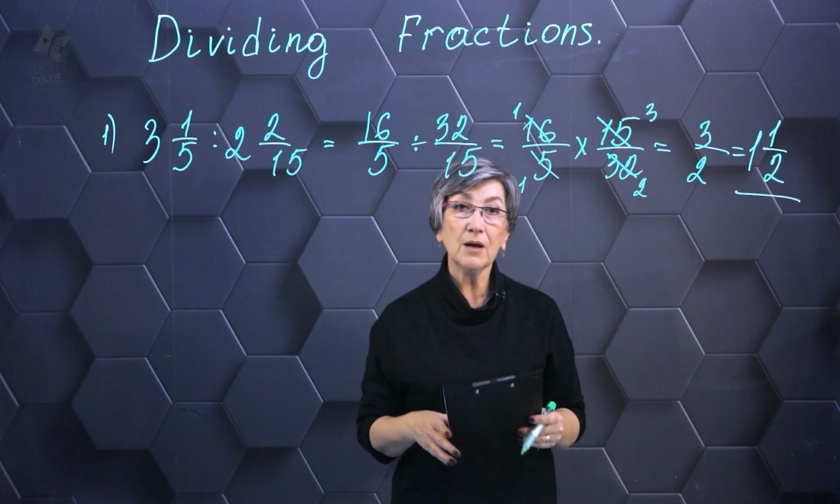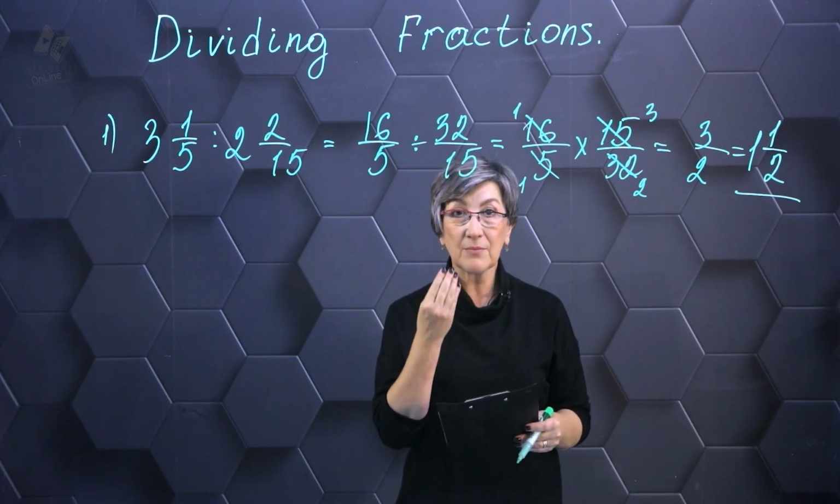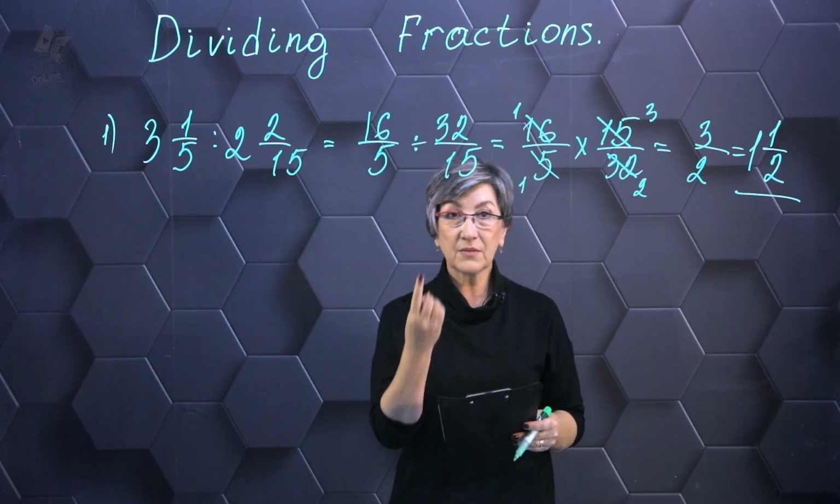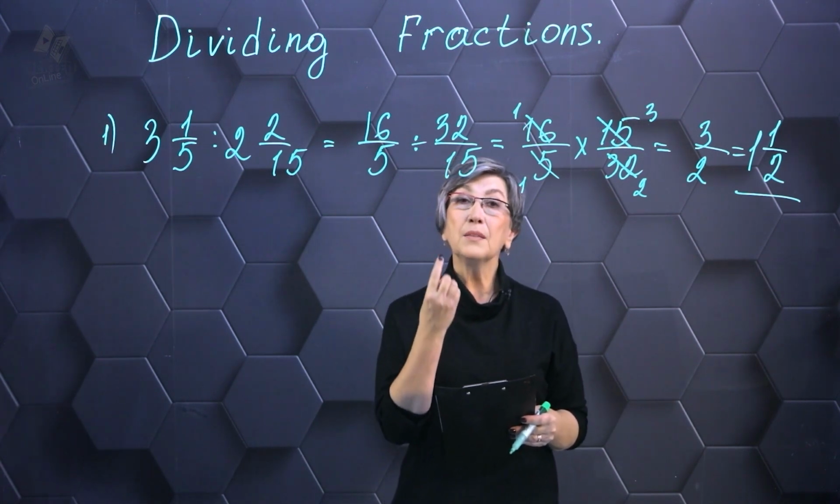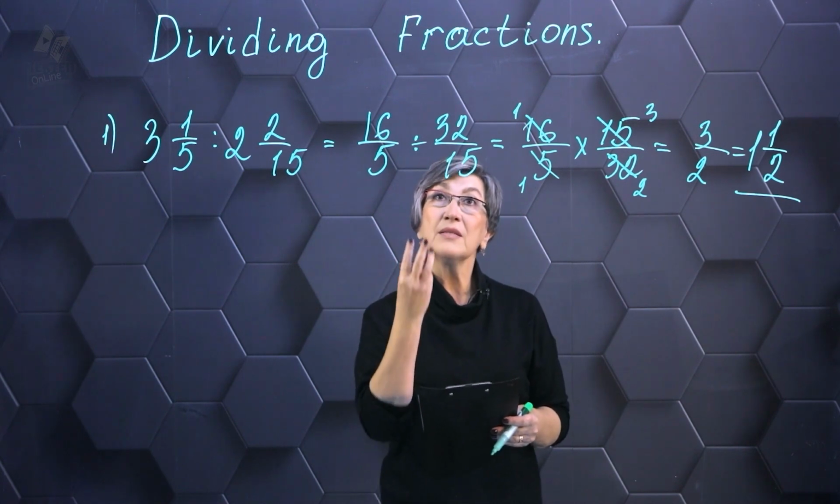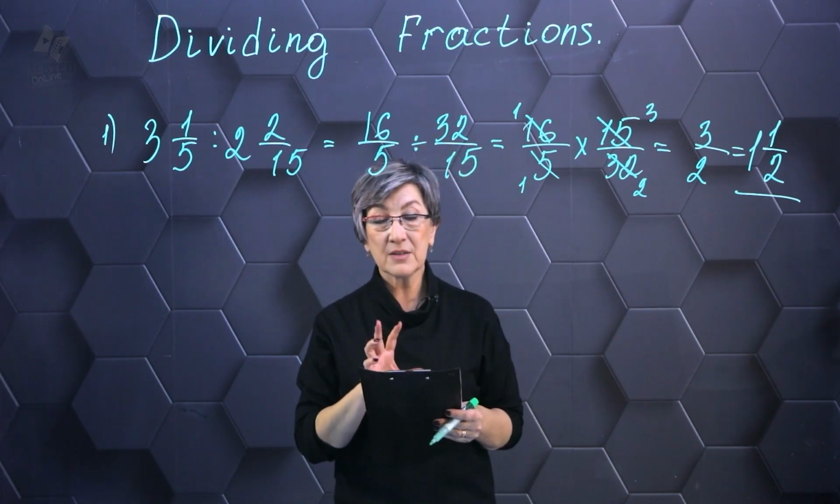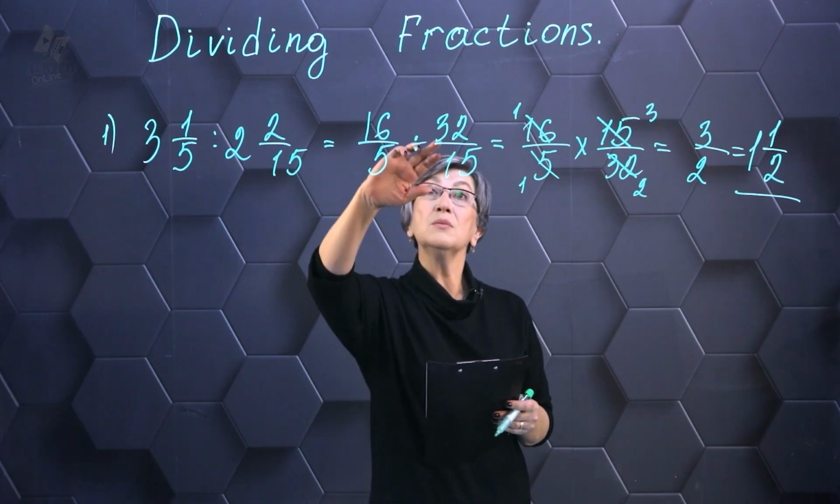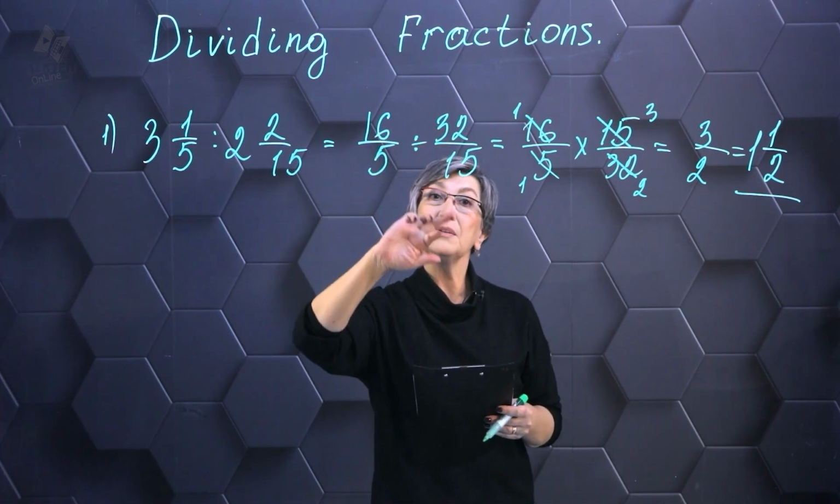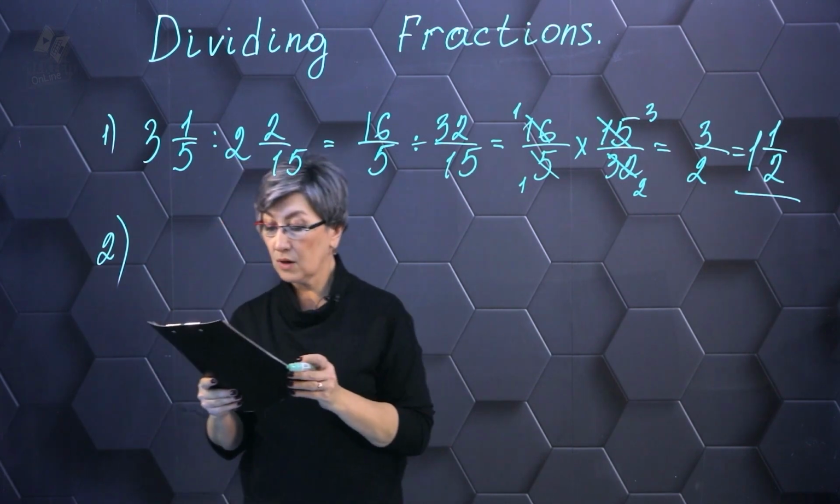So there's nothing complicated here. The most important thing is to remember 3 steps. Leave the first fraction as it is, that's the first step. Change the sign of division to multiplication, that's the second step. And the third step is to flip the second fraction. By the way, in the next lessons we'll be talking about what kind of action it is when we flip this fraction. But for now, you and I are dividing fractional numbers.